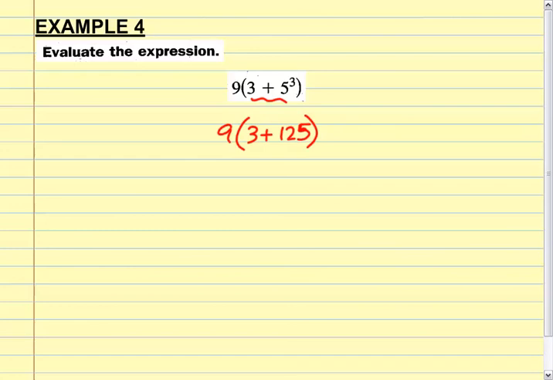Now what do I do? Casey? Add 125 plus 3. I'm still inside the parentheses. I still need to simplify that. And that's 9 times 128. Now what do I get? Peyton? You get 1,152. Everybody happy with that one? Yes, sir. I'm happy with it. Okay. Let's see if there's another one for us. Come on, one more. Yes! All right, good job. You're ready.